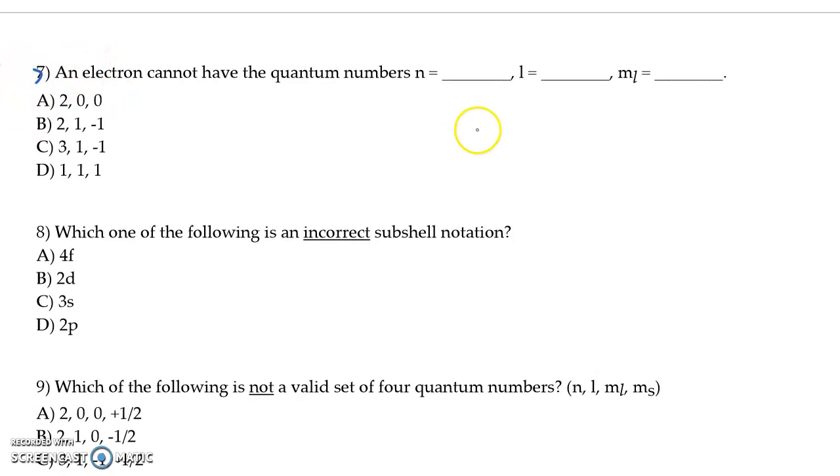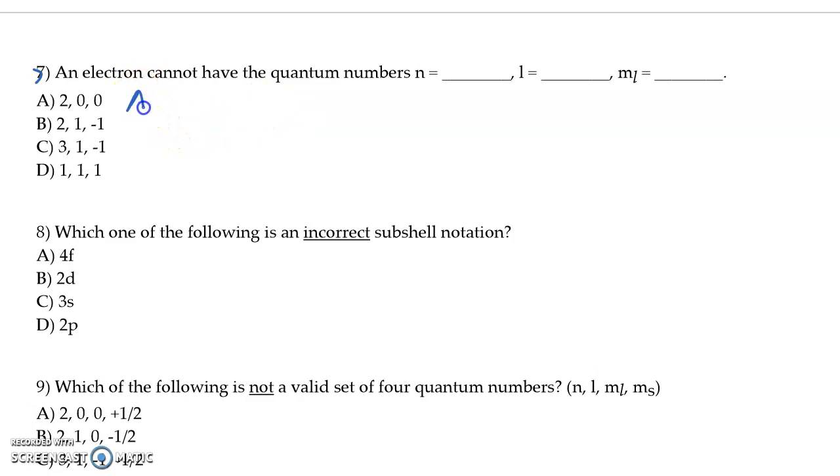All right, let's look at problem number 7 here. An electron cannot have the quantum number. Which one can it not have? All right, let's check. Okay, so the first one is n, the second one is L. So this one is the principal energy number. This one is the angular momentum, and ML is the magnetic quantum number.